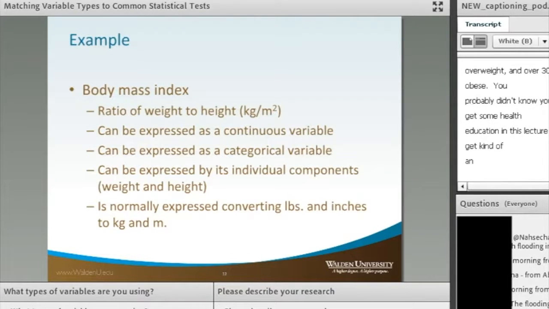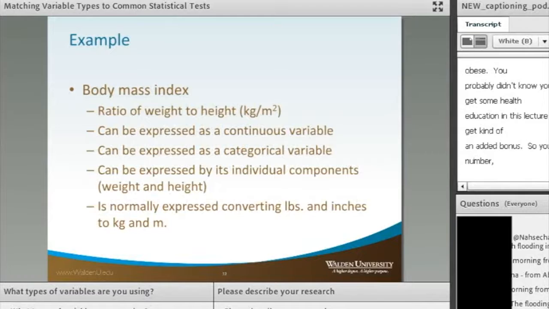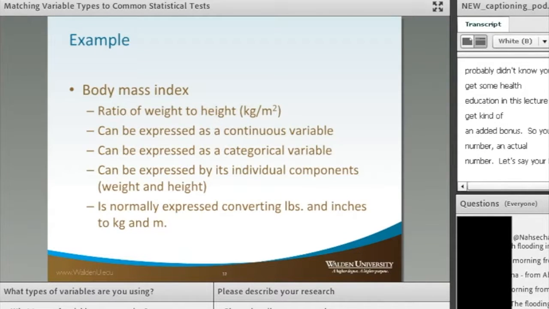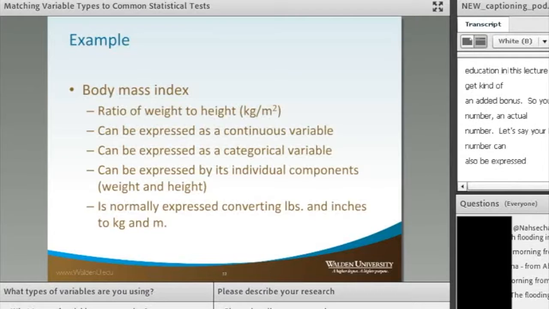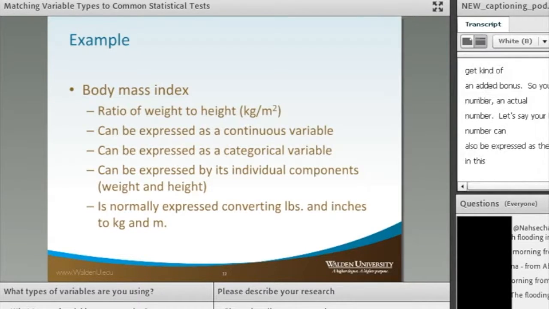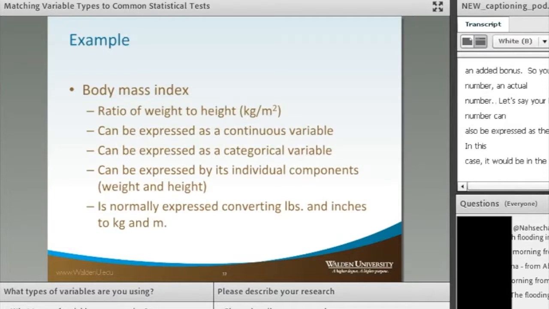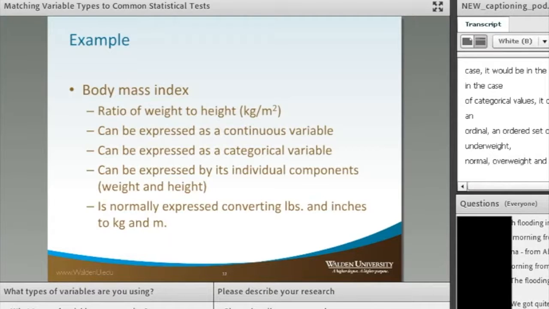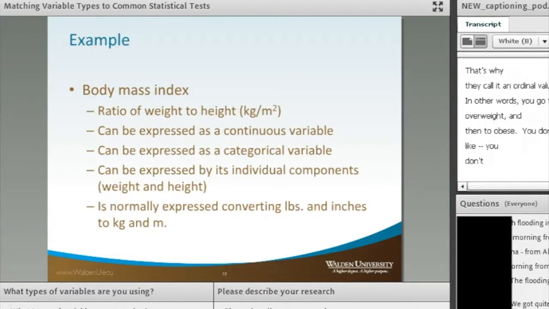So you might have an actual number. Let's say your BMI is 32.6. That number can also be expressed as a categorical value. In this case, it would be in the obese range. In the case of categorical values, it could be classified as an ordinal, which is an ordered set of values from, say, underweight, normal, overweight, and obese. So the continuum of numbers goes through those sets in order. That's why they call it an ordinal value. In other words, you go from normal to overweight and then to obese. You don't go from normal to obese. The numbers have to go through that spectrum.